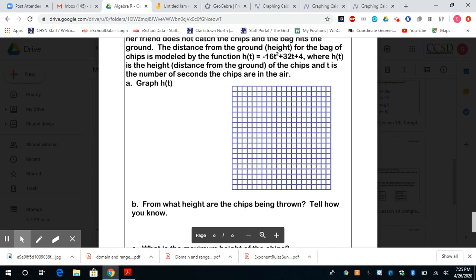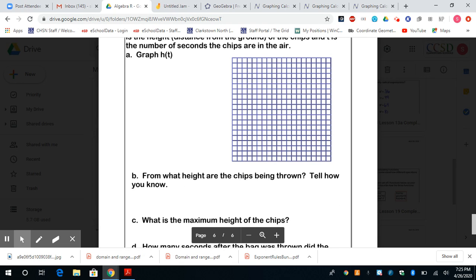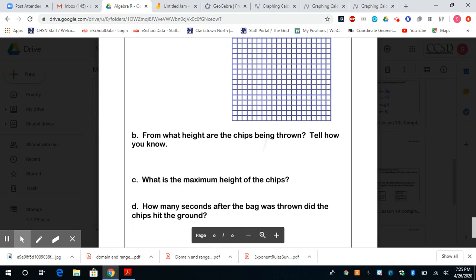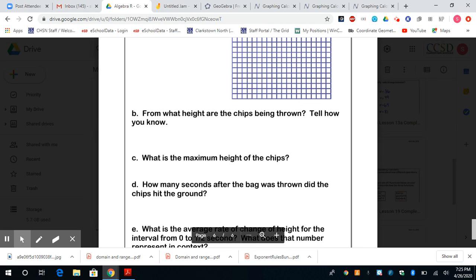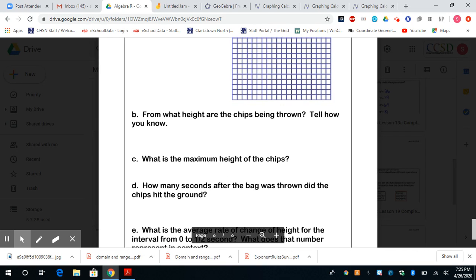It says graph. So again, I want you to either take a picture of your graphing calculator or take a picture of GeoGebra, whatever model representation you're using. You're not going to do it on paper. That's silly. We have technology right now. B, from what height are the chips being thrown? Tell how you know.